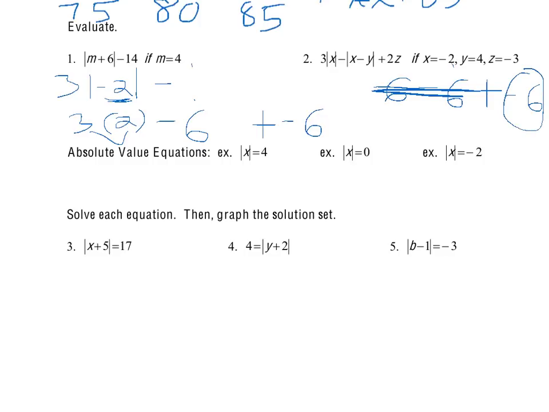All right, so that took a little bit more work there, but you evaluate what's inside the absolute value first, then you take the absolute value of it, and then you just follow order of operations.